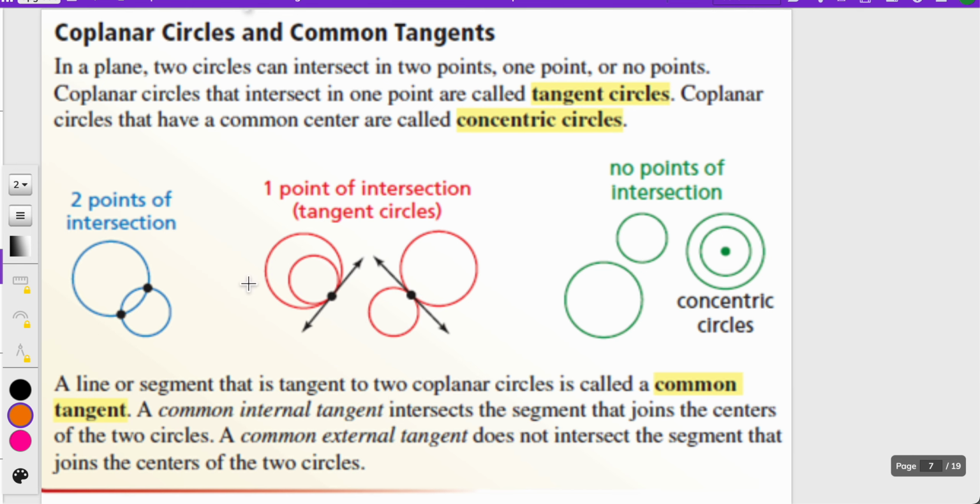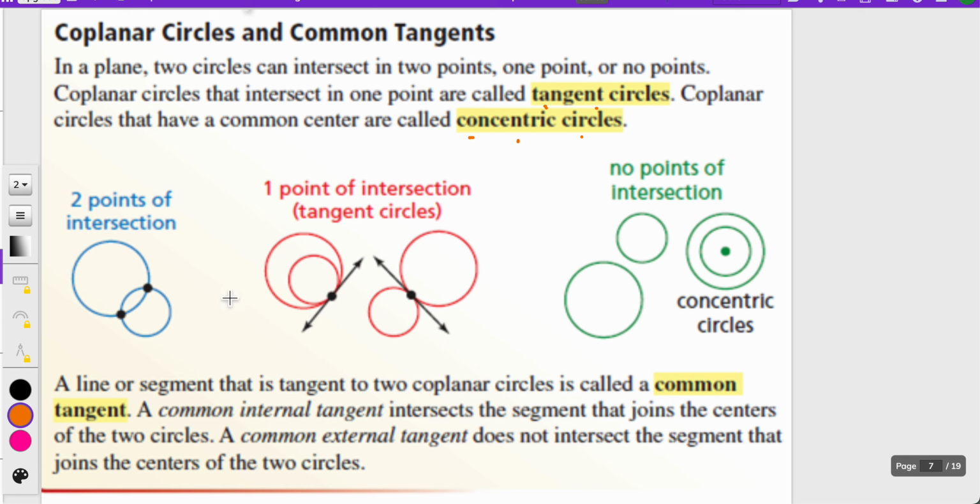The next thing we'll talk about is coplanar circles and common tangents. So in a plane, two circles can intersect in 2 points, 1 point, or no points. Coplanar circles that intersect in 1 point are tangent circles. Coplanar circles that have a common center are called concentric circles. So we see some pictures down here.